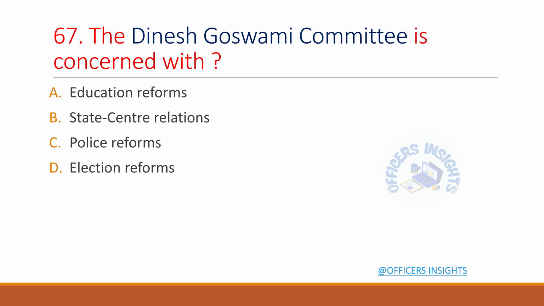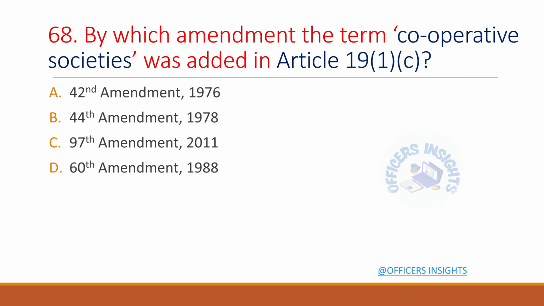The Dinesh Goswami Committee is concerned with. Correct answer is option D, election reforms. By which amendment the term cooperative societies was added in Article 19, Subclause 1(c) of Constitution? Correct answer is option C, 97th Amendment 2011.